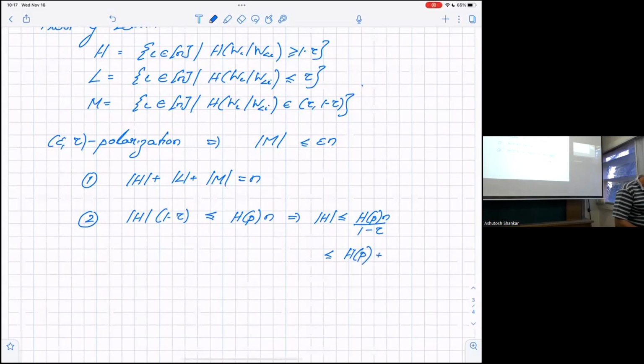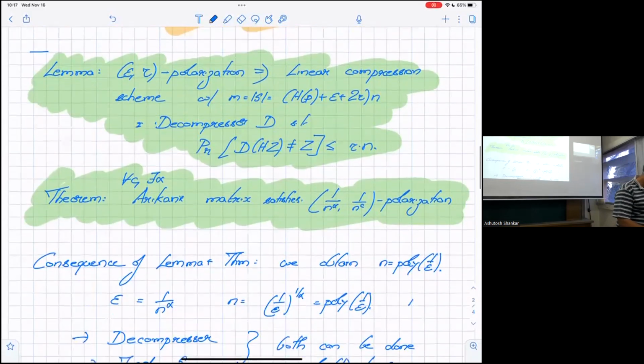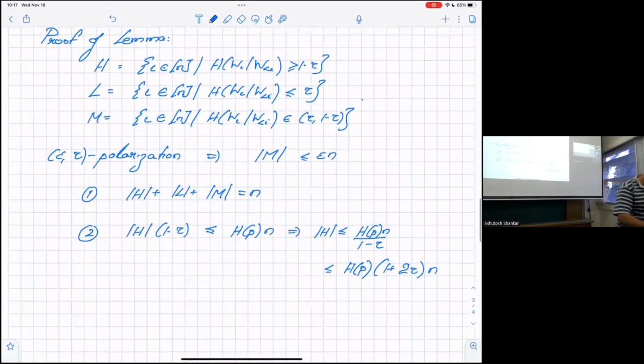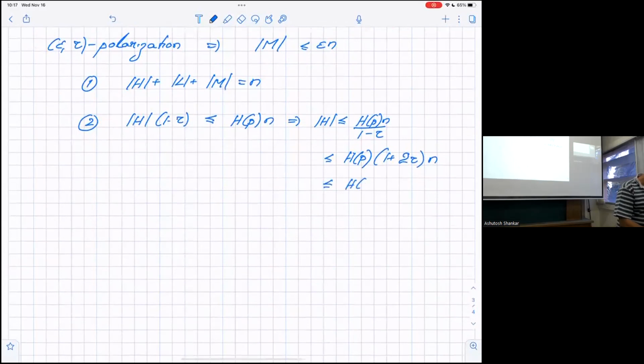P plus one plus 2 tau times n. I'll assume that tau is less than half. It's going to be much, much smaller than half. Suppose less than half, you have this, and hence this will be less than HP plus 2 tau. And F will be equal to F is H union medium. So size of F will be basically HP plus 2 tau.